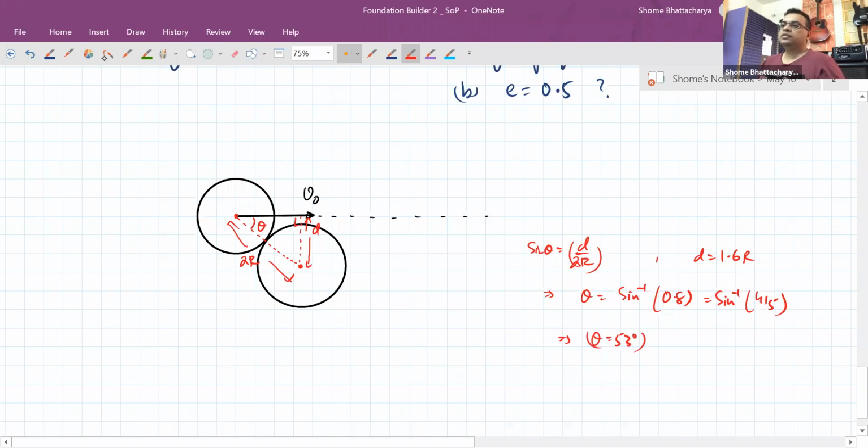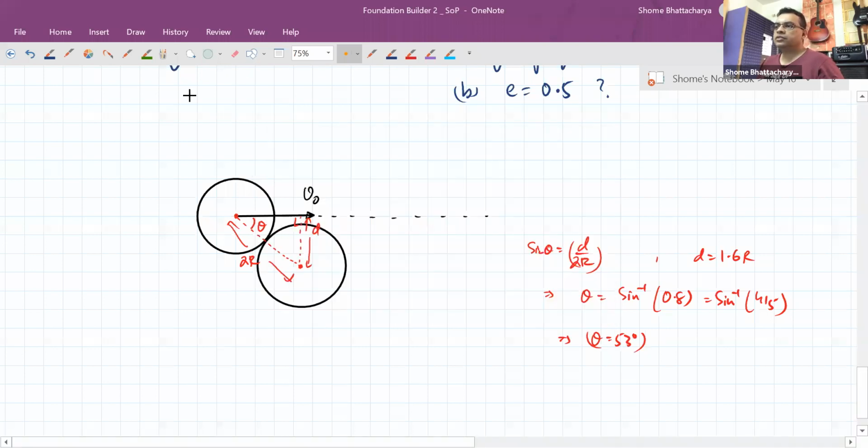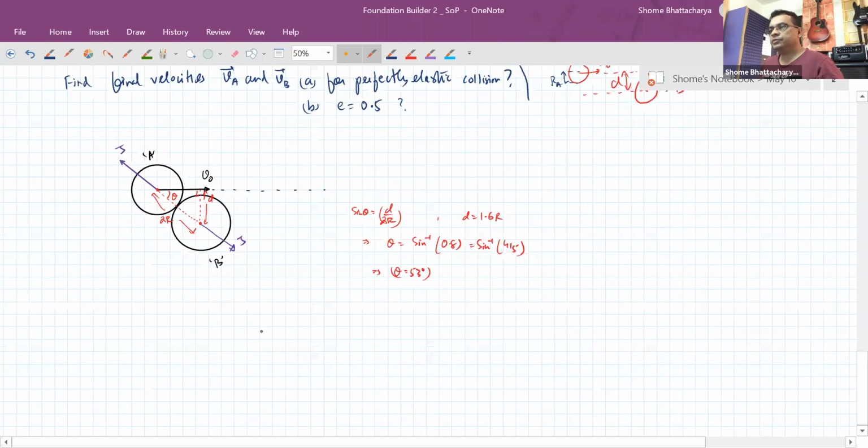Now when they come in contact, the collision impulse will be along this line, along the center to center line. So the impulse acting on A will be like this, and the equal and opposite impulse acting on B will be like this. And the masses are equal. So in the first case, if we take that the collision is perfectly elastic, we know that the final velocities will be perpendicular to each other.